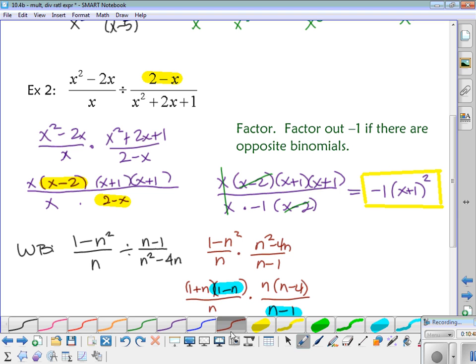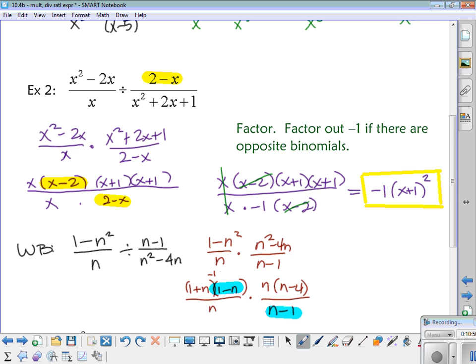So if I change that 1 minus n into negative 1 times n minus 1, now I can cancel out my n minus 1's. And then I can also cancel out the n's. And so what I'm left with on top is negative 1, and then n plus 1, or if you write 1 plus n, that's also okay, and n minus 4. And everything's gone on the bottom. So that would be your final answer. Okay?